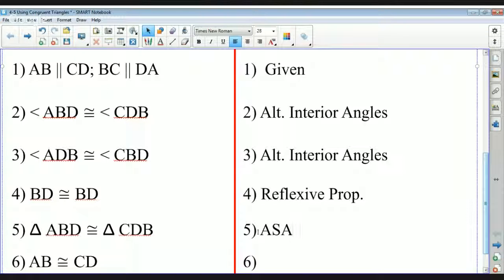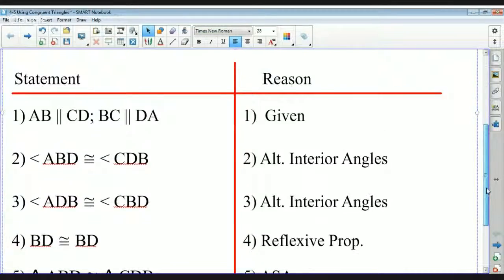So this is what you took your quiz on yesterday. You got to this point where we could say these 2 triangles are congruent. Now we're going to go 1 step further. We need to say that AB is congruent to CD. So let's go back up and take a look at our picture.